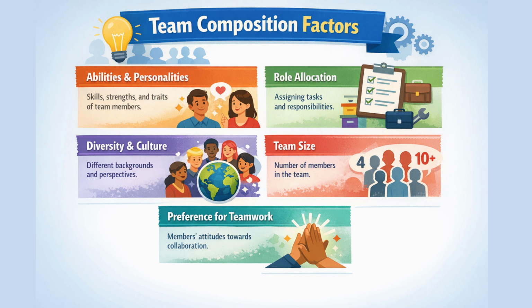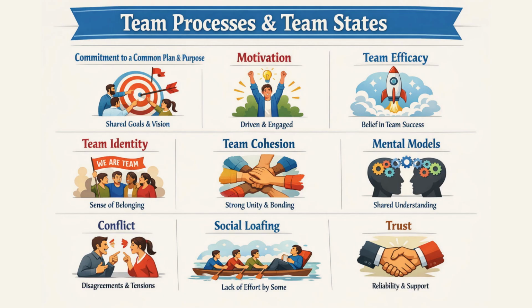Finally, member preferences for teamwork. Not everyone wants to work in teams. High-performing teams are more likely to be composed of people who prefer teamwork. The final category related to team effectiveness includes team processes and team states. This is where many teams succeed or fail.